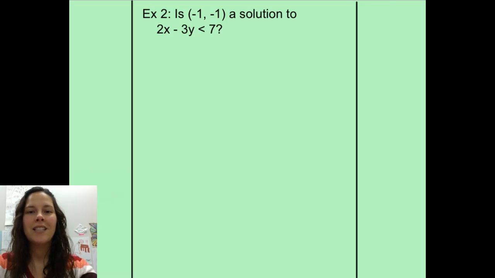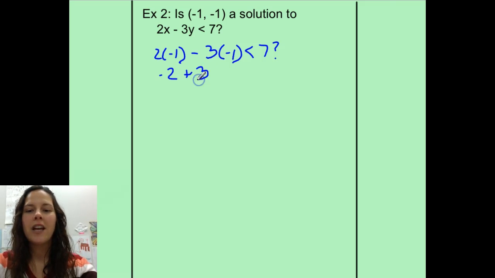Next example, this time we're replacing both x and y with -1, and we have our inequality in standard form. Multiplying first, we get -2. Now in the second one, I'm going to take -3 and multiply by -1, and that gives me a +3. That way I don't have a double negative sign. -2 plus 3 is 1 less than 7? And the answer is yes. So -1 is a solution to our inequality.